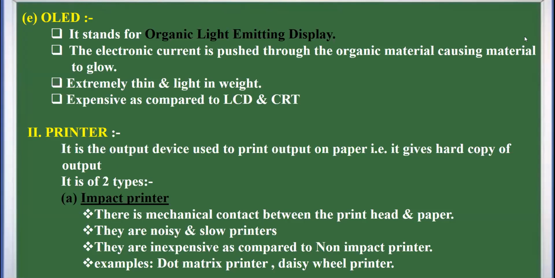Now in the organic light emitting display type of monitor, the electric current is passed through the organic material, which enables the pixels to glow. It is very thin in size, very light in weight, but very expensive as compared to CRT and LCD monitor. Differences among various types of monitors must be known to you.